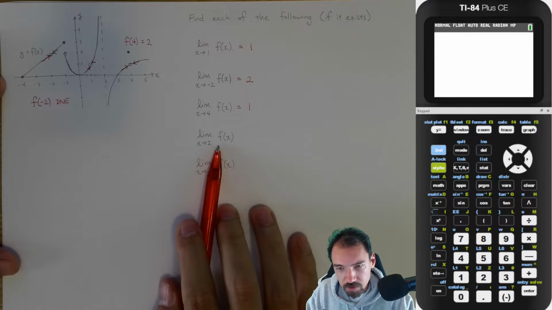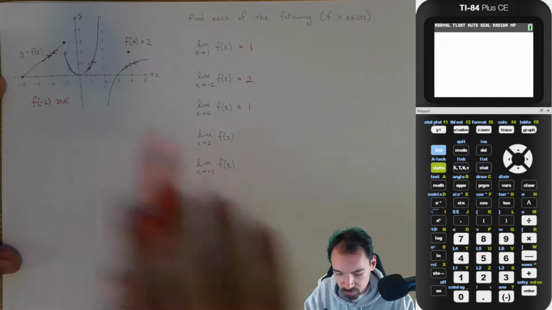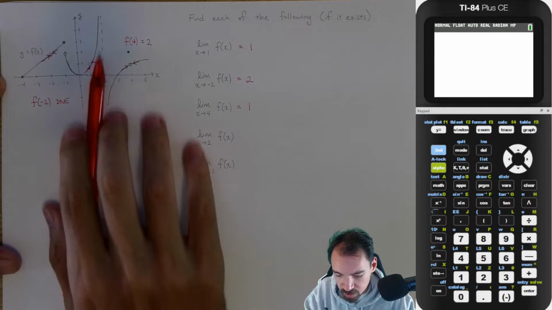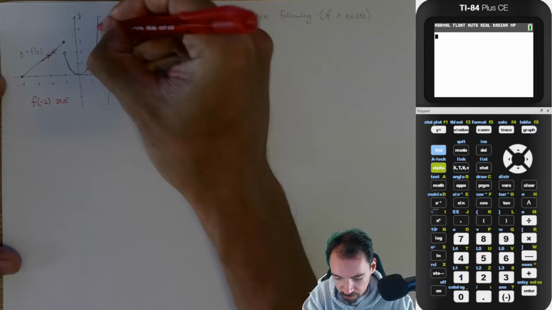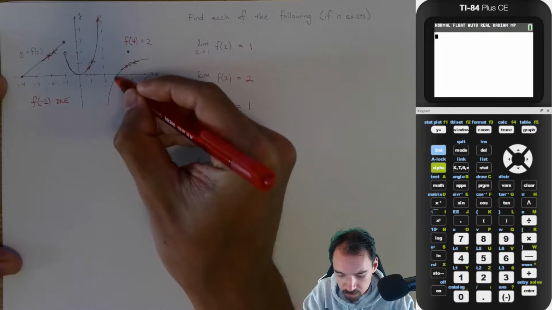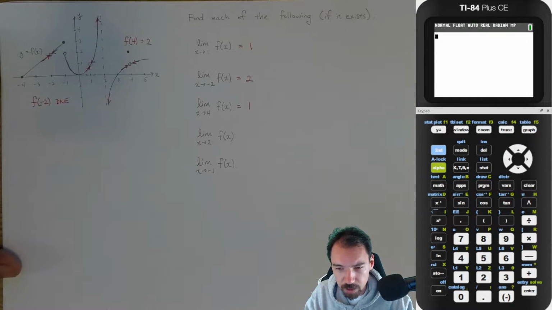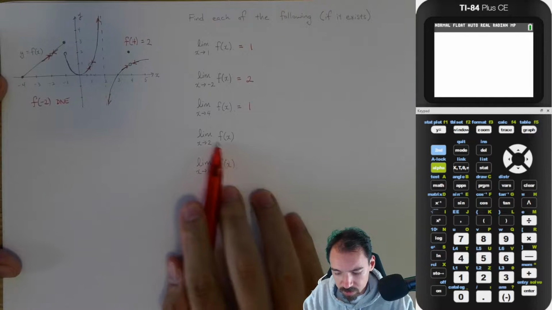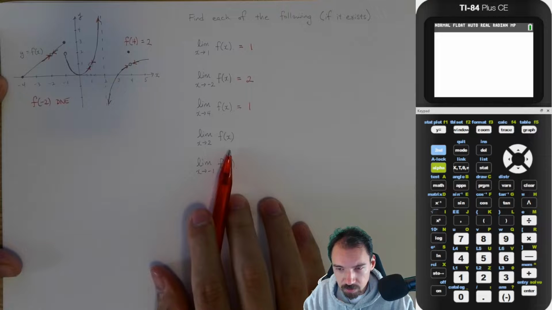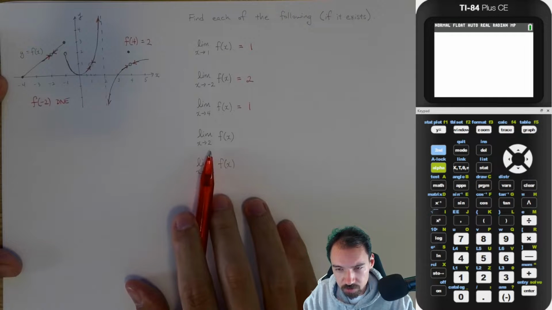Now let's look at the limit of f of x as x approaches 2. So I'm looking as x approaches 2. Now if I approach 2 from the left, I'm moving up the graph that way. Or if I approach 2 from the right, I'm moving down the graph that way. Okay. So this begs the question, what is the y value approaching as the x value approaches 2, but not equal to 2?